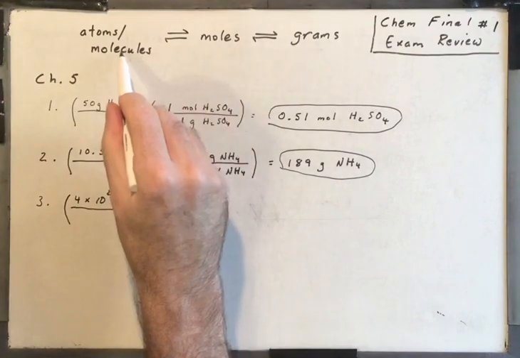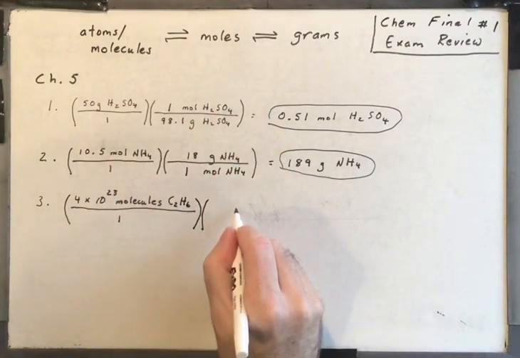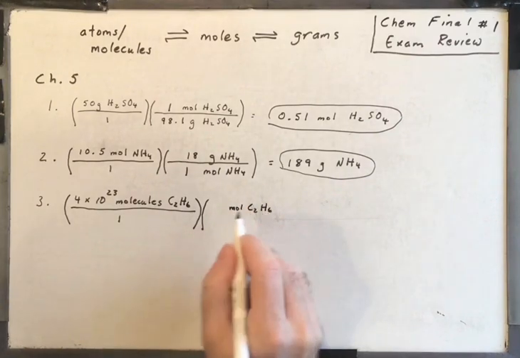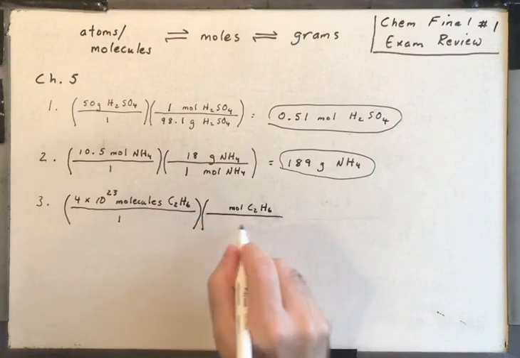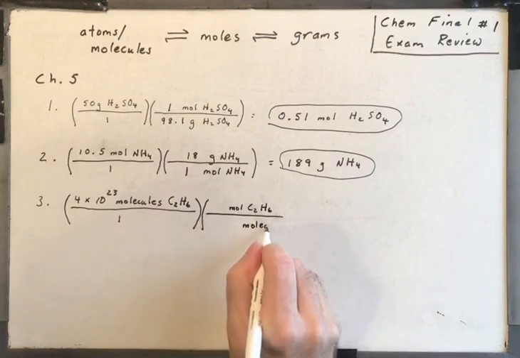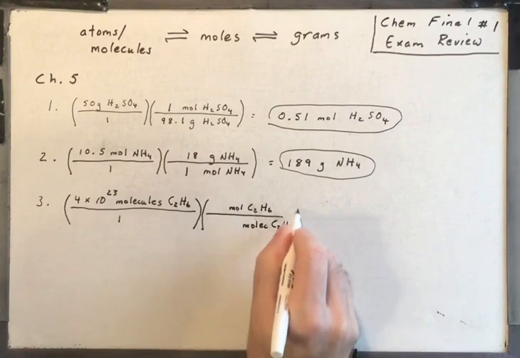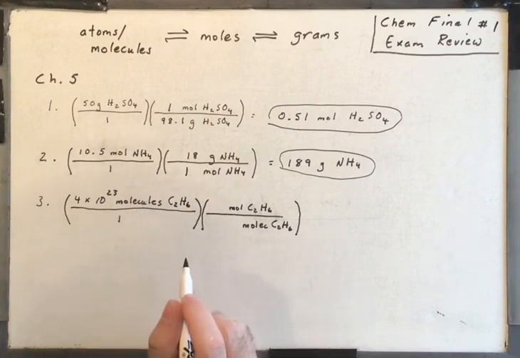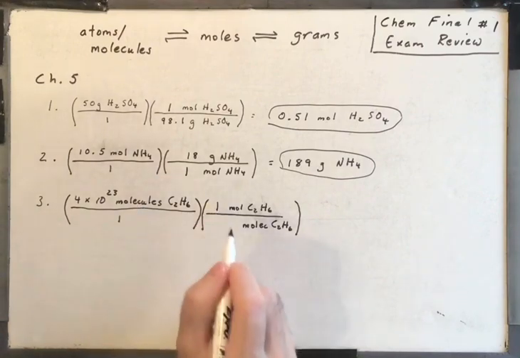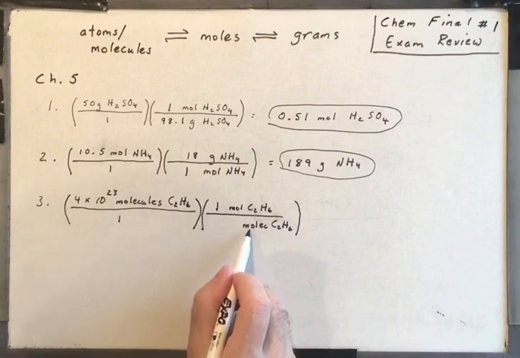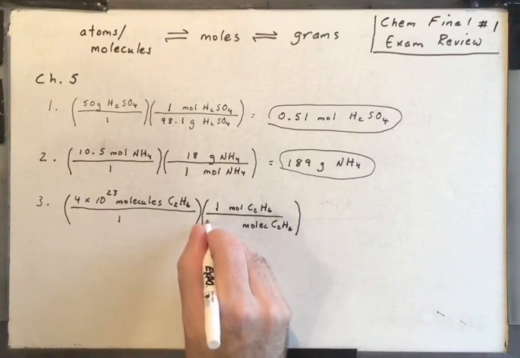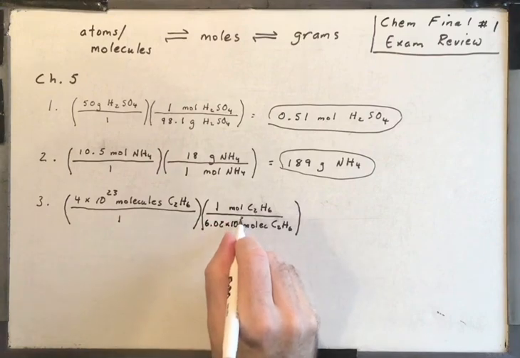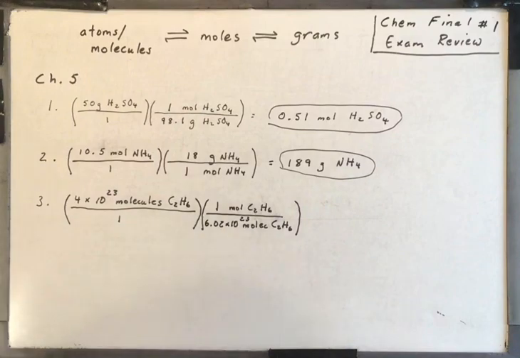I go from molecules to moles, so moles of C2H6. I'm going to abbreviate molecules as M-O-L-E-C. I know molecules goes on the bottom because it's on the top in the previous parenthesis. The 1 goes by the mole. You have to remember this number, how many molecules are in a mole: 6.02 times 10 to the 23rd. That'd be a terrible number to forget.